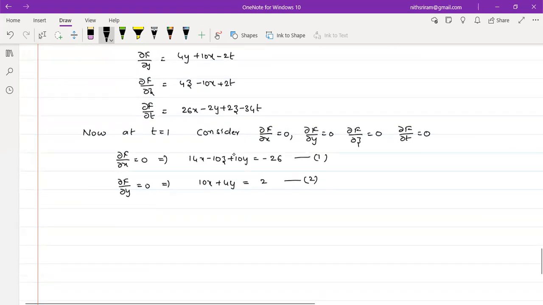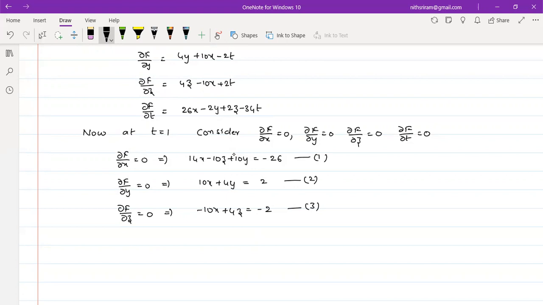Coming to dou f by dou z is equal to 0. This implies minus 10x plus 4z plus 2. If you write that plus 2 to the RHS, we get minus 2. Treat this as equation number 3. What we are doing is putting t is equal to 1 in the partial derivatives, and equating those to 0.